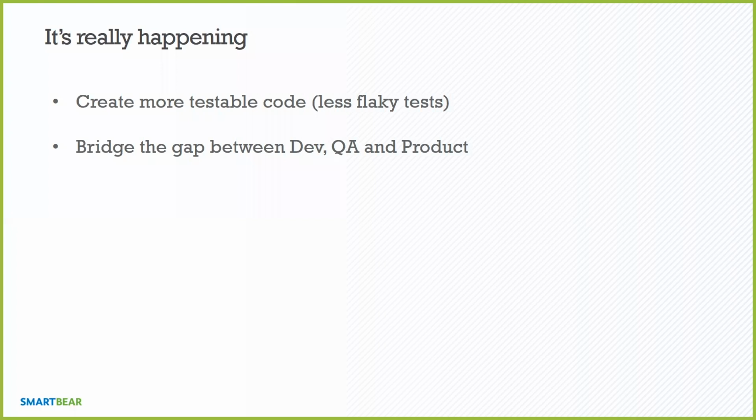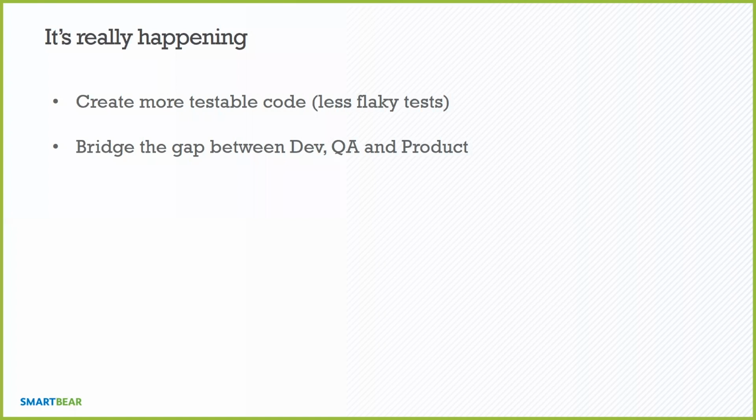Talking to developers, the one thing that's important is that they didn't think about creating code that is testable, and now that mindset is changing a little bit. So they are writing code that is testable, so automation engineers on the other side, or developers themselves, are able to test that code easily. So it just helps us create less flaky tests.